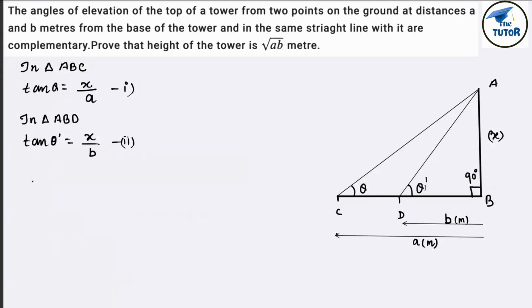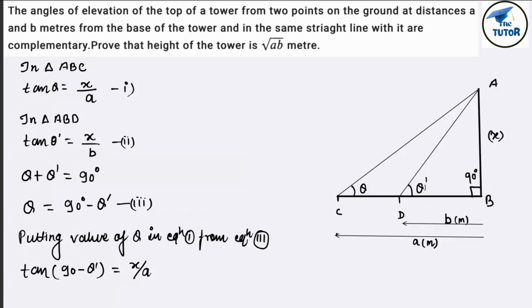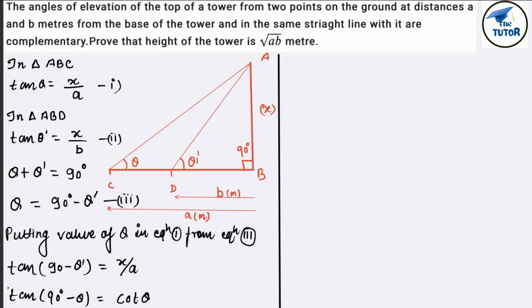We are also given that theta plus theta dash, their sum will be 90 degrees, so theta is equal to 90 minus theta dash. Then, putting the value of theta in equation 1, once you insert the value of theta in equation 1, you will get tan of 90 minus theta dash equals x over A. Now, what is tan 90 minus theta? This is a formula for complementary angles. We call it the complementary angle formula in trigonometry.